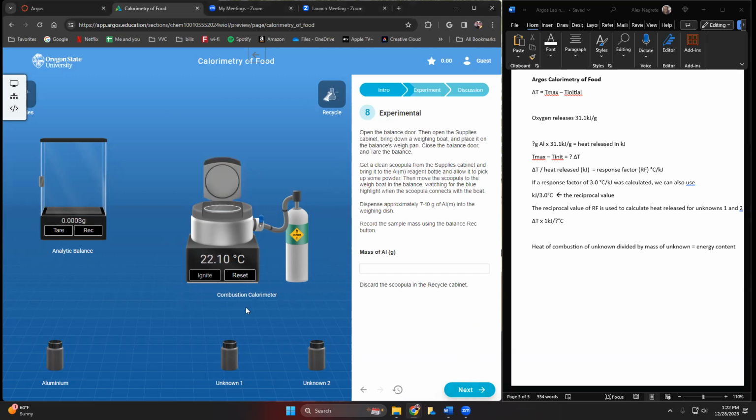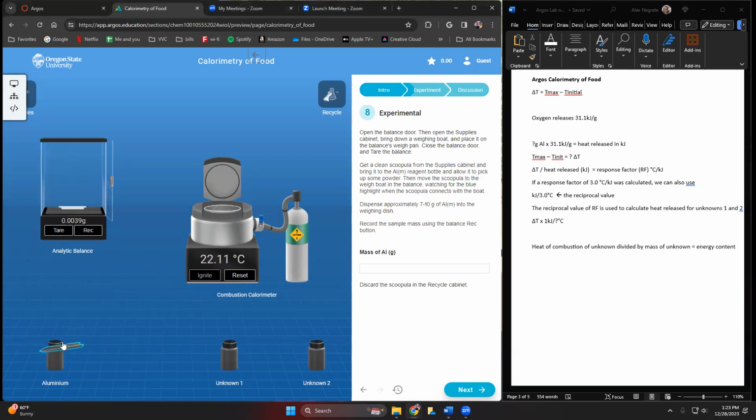So the combustion chamber. What we're doing is we're going to combust some alkane, right? Well, no, I'm sorry. We're going to combust aluminum in the presence of oxygen, so a combustion reaction. Let me get some of the supplies down here. It's asking us to do quite a bit of aluminum here, so 7 to 10 grams. So we'll just put the weigh boat in there, tear that out, and I'll just give it a walkthrough.